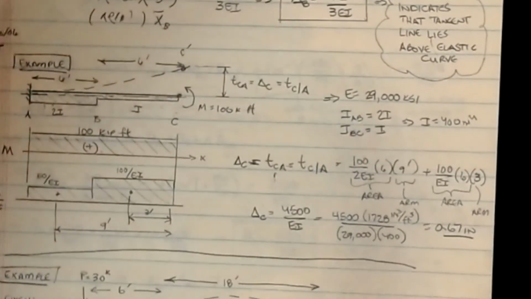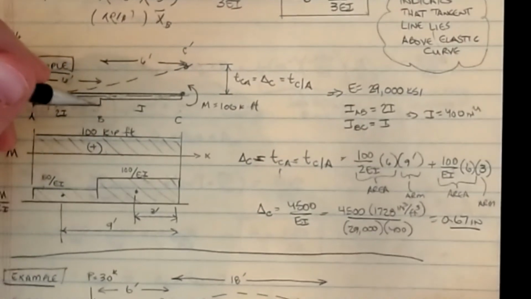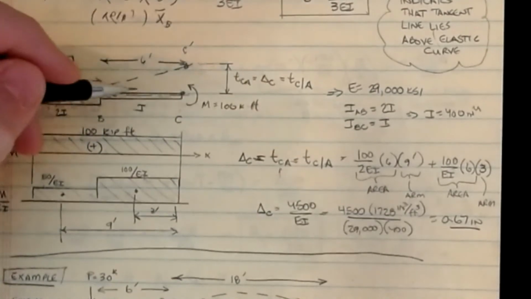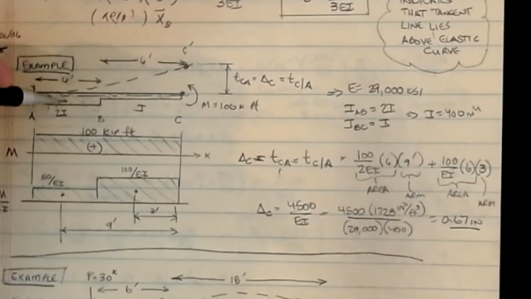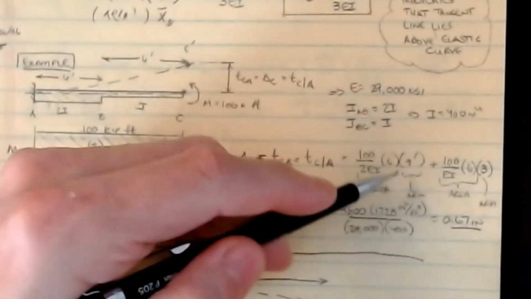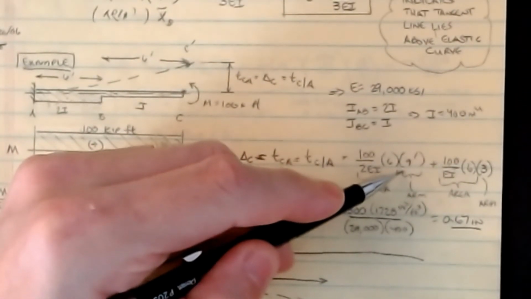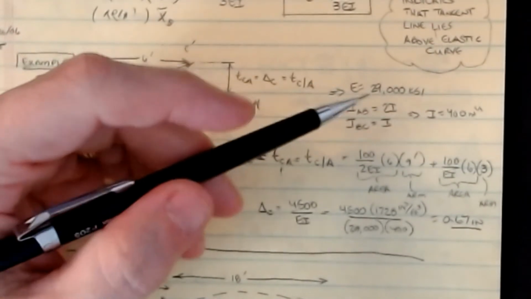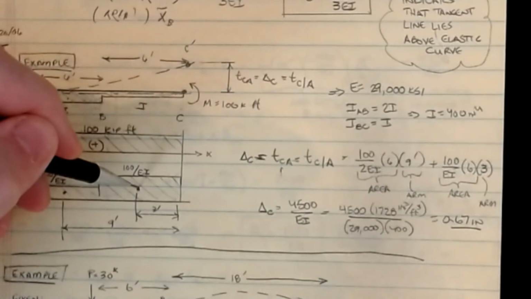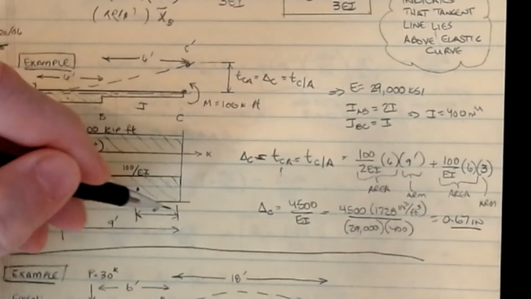So let's take the first one. I've got 100 over 2 EI, that's the 50 value over here. Its length is 6 feet for this segment, and 6 feet for this segment, so the center of this guy is 3 feet from B, and B is 6 feet from here. That's where the 9 feet is coming from, and so that's my centroid. Then the other one is 100 over EI, and its centroid is at this location, and that distance is 3 feet.